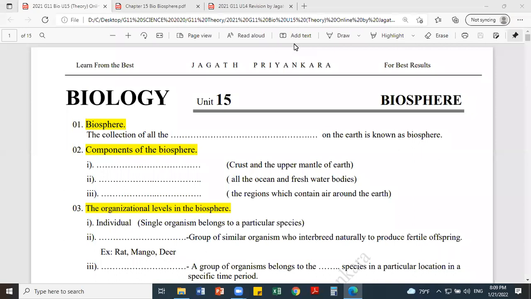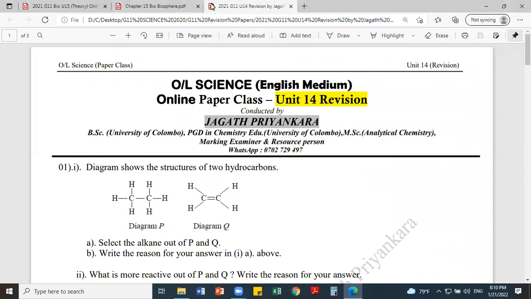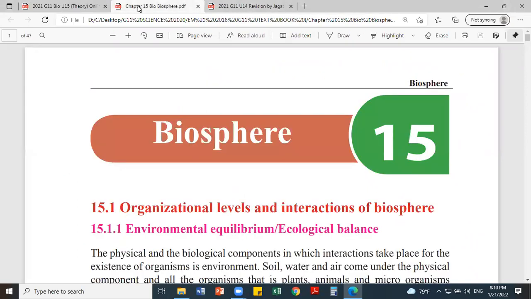Last week we completed unit 14, hydrocarbon lesson. Today we are going to start unit 15, Biosphere lesson. This is the last lesson of your syllabus, and you will be getting the O-level paper structured essay compulsory question from this. That means question number 1. Therefore, this lesson is very important. The entire question comes from this lesson.